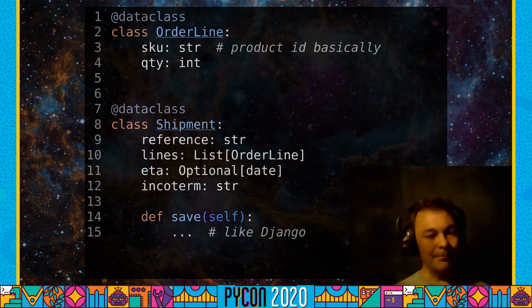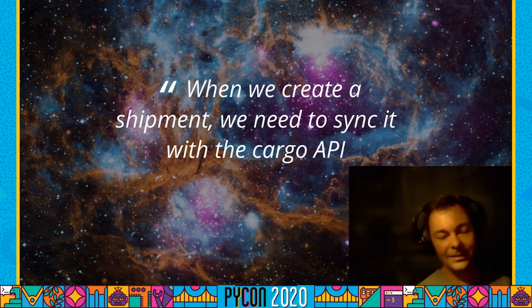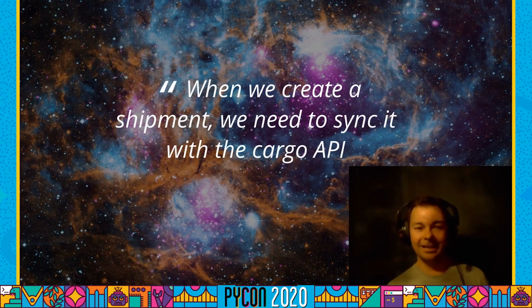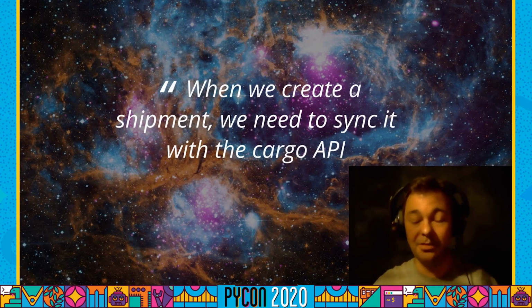So here are our models that we might have representing the data in our system, and maybe we have a way of saving them to the database. And here's our first business requirement. When I create a shipment, I need to sync it to the cargo API, to a third-party API.